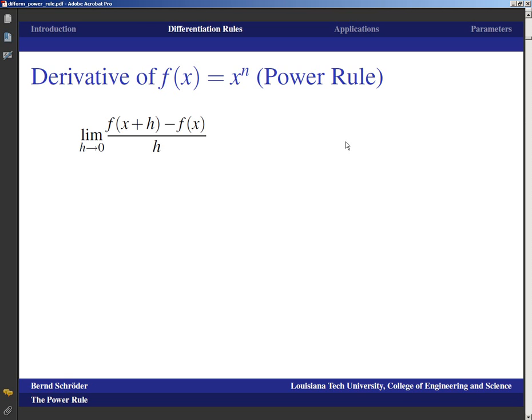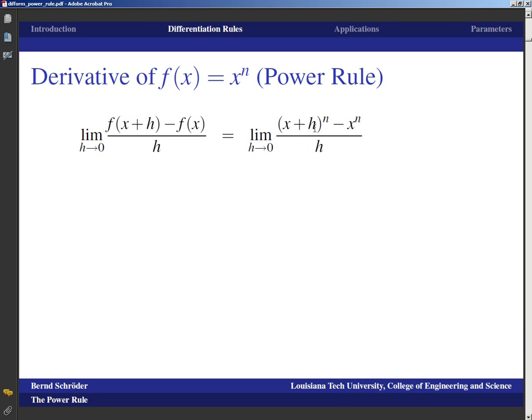So the definition of the derivative is always the same. The limit as h goes to 0 of f of x plus h minus f of x, divided by h. And if you do that with f of x being x to the n, you end up with x plus h to the n minus x to the n, divided by h, limit as h goes to 0. And we know from experience now how this goes. We somehow have to work out these parentheses, and as soon as we have that, hopefully the x to the n will cancel, then hopefully the h will cancel, and we will end up with what that derivative is.